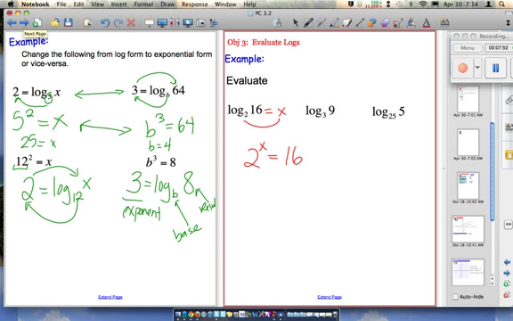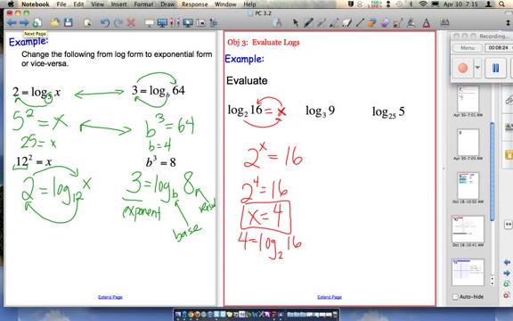2 to some power gives me an answer of 16. Let's see. So 2 to the second, 2 to the third, it must be 2 to the fourth. 2 to the fourth power equals 16. Therefore, x equals 4. And that's what it means to evaluate the log, because we solved for x here. X equals 4, so 4 is the same as log base 2 of 16.